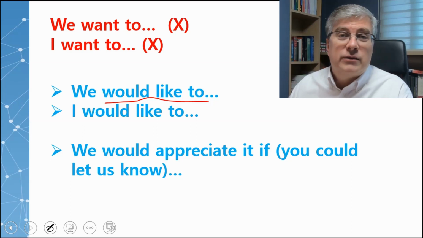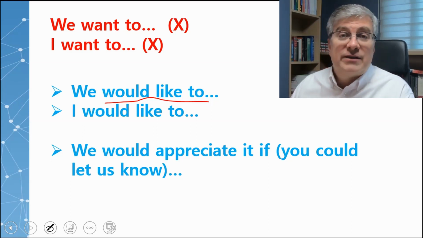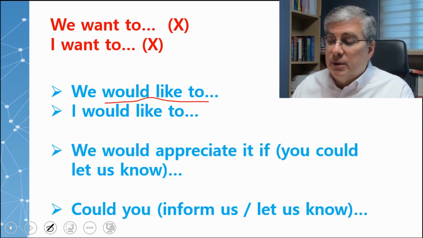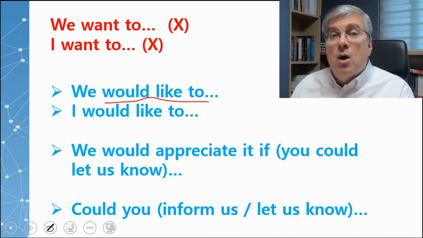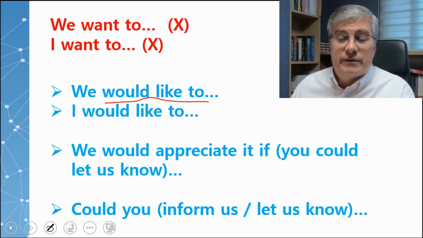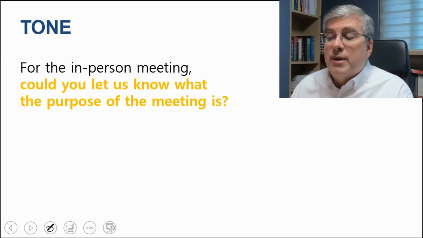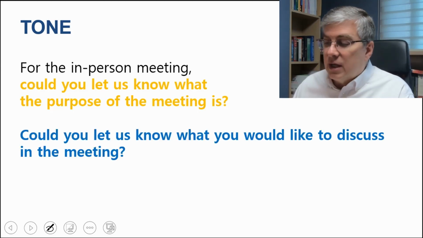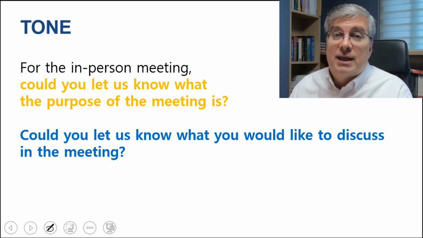Or, again, using the expression we've covered before, "we would appreciate it if you could let us know the purpose of the meeting." You could also just simply write, "could you," and you might want to put "please" in there, "could you please let us know or inform us what the purpose of the meeting is?" So we could write, for the in-person meeting, "could you let us know what the purpose of the meeting is?" That sounds friendly. But it might sound friendlier if you just wrote, "could you let us know what you would like to discuss in the meeting?"